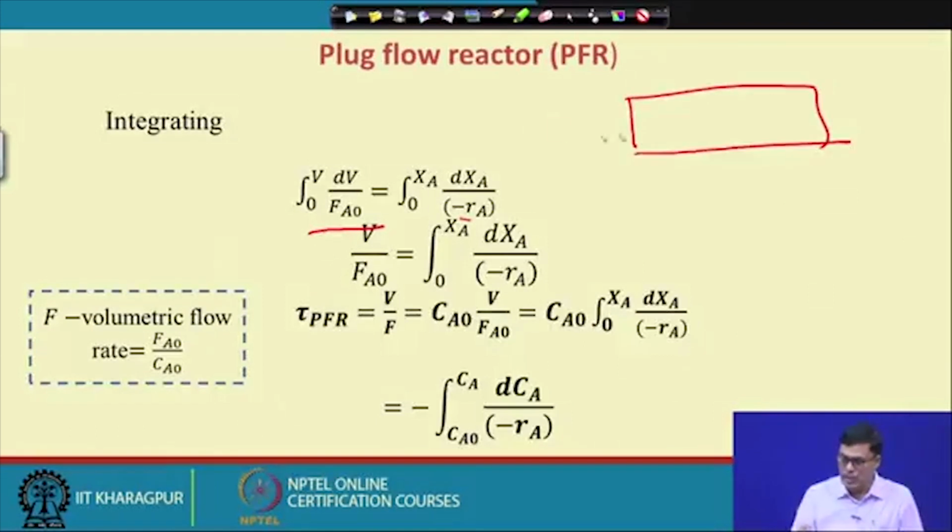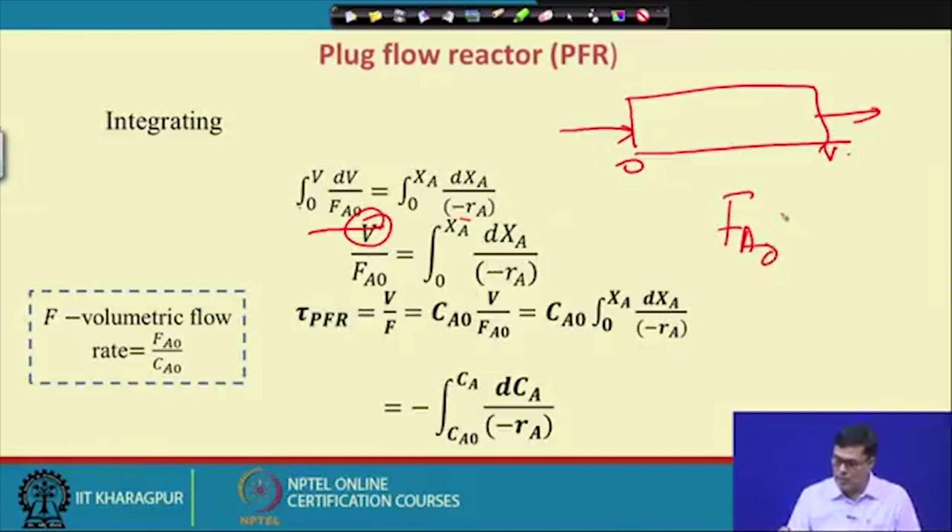This is the plug flow reactor, and this is the 0 volume, this is the V volume. So, you can integrate from 0 to V volume, and naturally dV will be V, and Fa0 is constant, it will come out. Now, what is Fa0? I told you Fa0 is equal to Ca0 into F. Am I right? So, I can write V by F equal to Ca0 into this dXA by this, and again I told you that Ca equal to what?